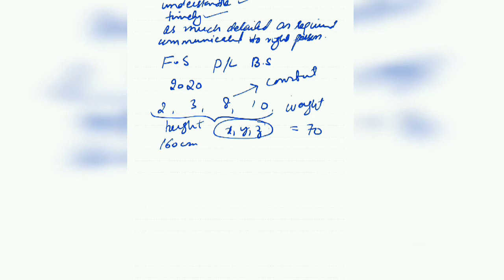Now we are going to study what a qualitative variable is and what a quantitative variable is. A quantitative variable, as the name indicates, is a variable that includes a quantity, meaning some numerical value.